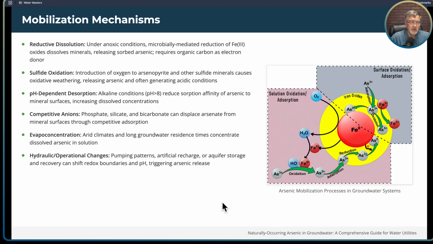Hydraulic and operational changes, pumping patterns, artificial recharge, aquifer storage, and recovery can shift the redox boundaries, and that's reduction, oxidation boundaries, and pH, and that can trigger arsenic release as well. So these are a bunch of the different mobilization mechanisms you've got to keep in mind. So it does get complex, I've got to admit.